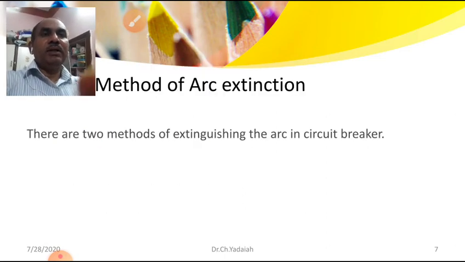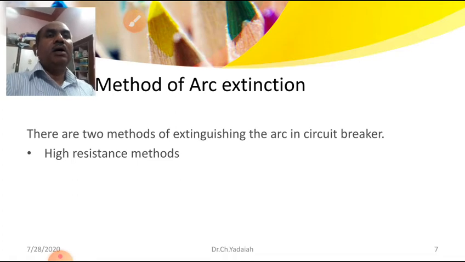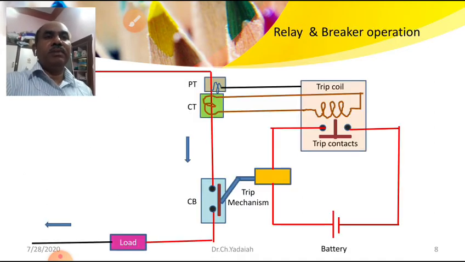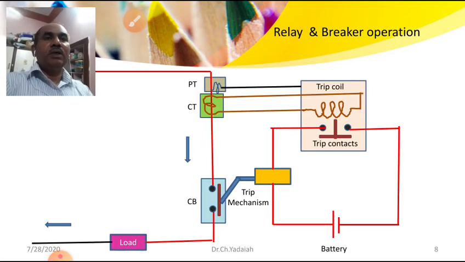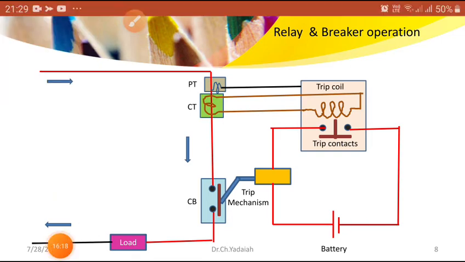Now let us see the methods of arc extinction. There are two methods of extinguishing the arc in the circuit breaker: one is the high resistance method, another is the low resistance method. Before that, once again you can see the figure here, and now you can see the figure clearly.